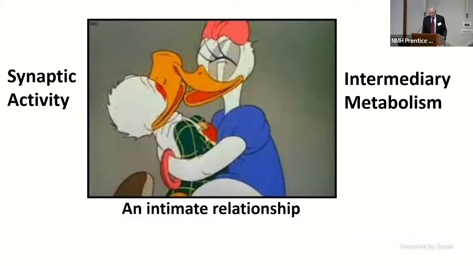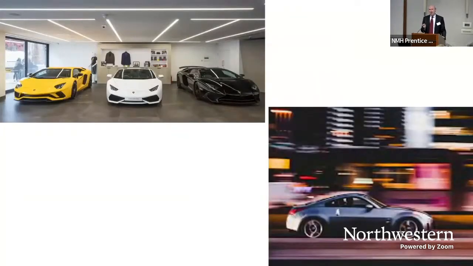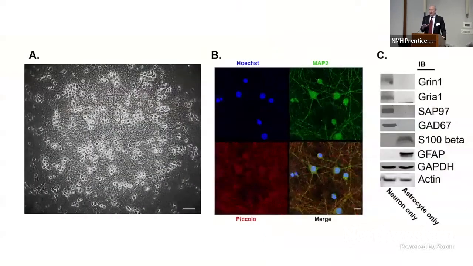So if you want to study the energy economy of neurons, you need to have a system that includes, in my opinion, synaptic activity. So it would be the equivalent of studying a car that was sitting in a showroom versus one that's driving down the street. So we designed a platform for looking at energy metabolism, and these are just pure neurons grown in tissue culture.